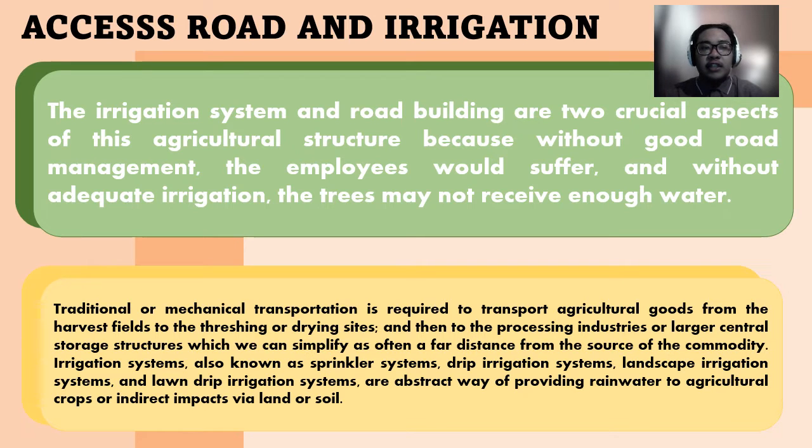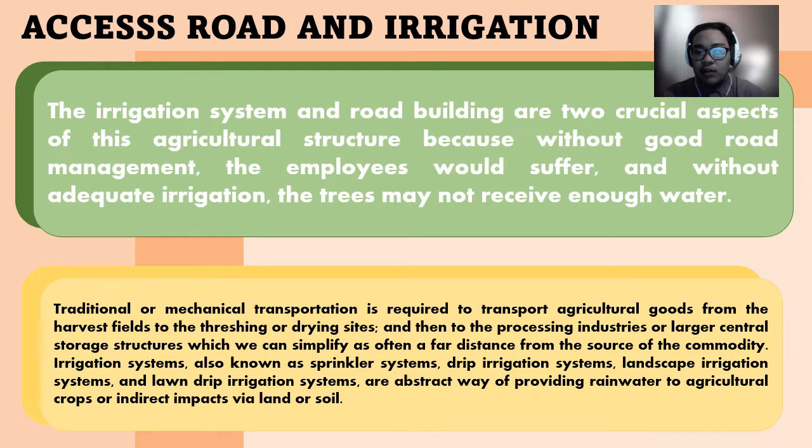Access road and irrigation. The irrigation system and road building are two critical aspects of this agriculture structure because without good road management, the employees will suffer, and without adequate irrigation, the tree may not receive enough water. Traditional or mechanical transportation is required to transport agriculture goods from the harvest field to the drying site, and then to the processing industry or central storage structure, which is often a far distance from the source of the commodity.